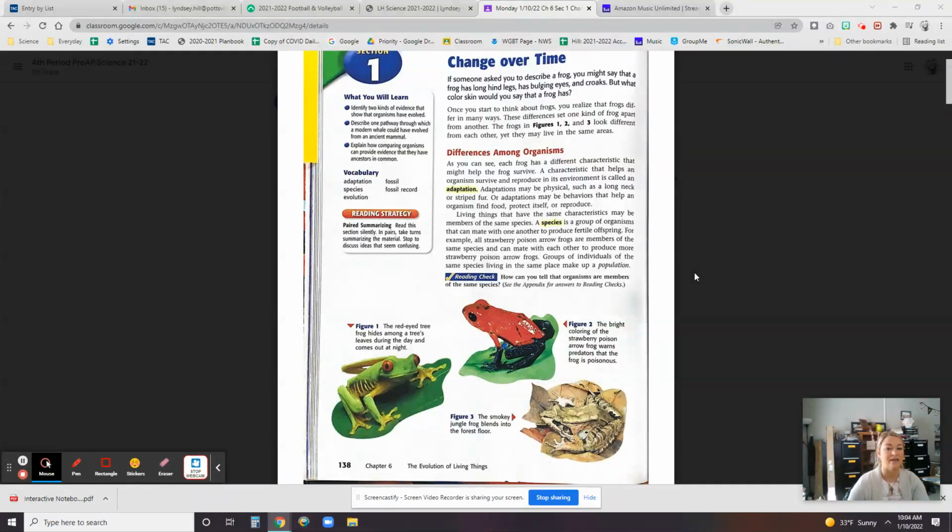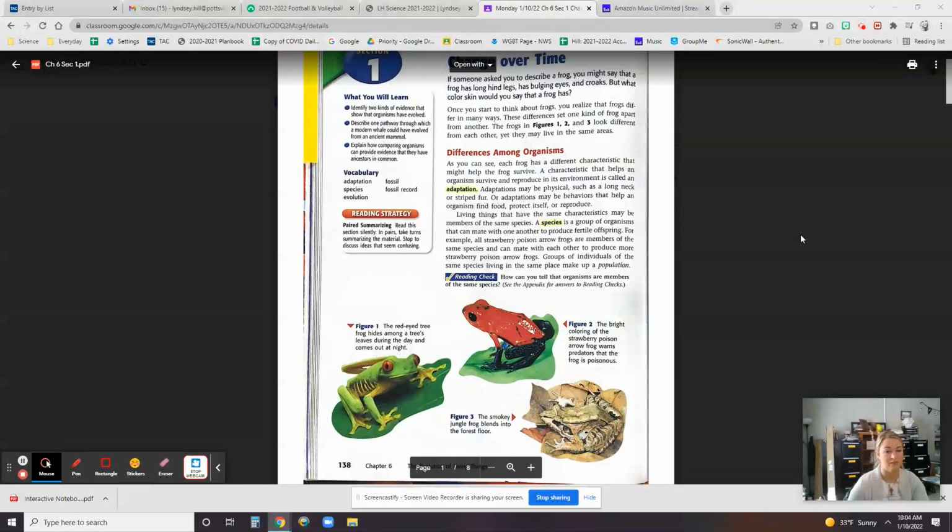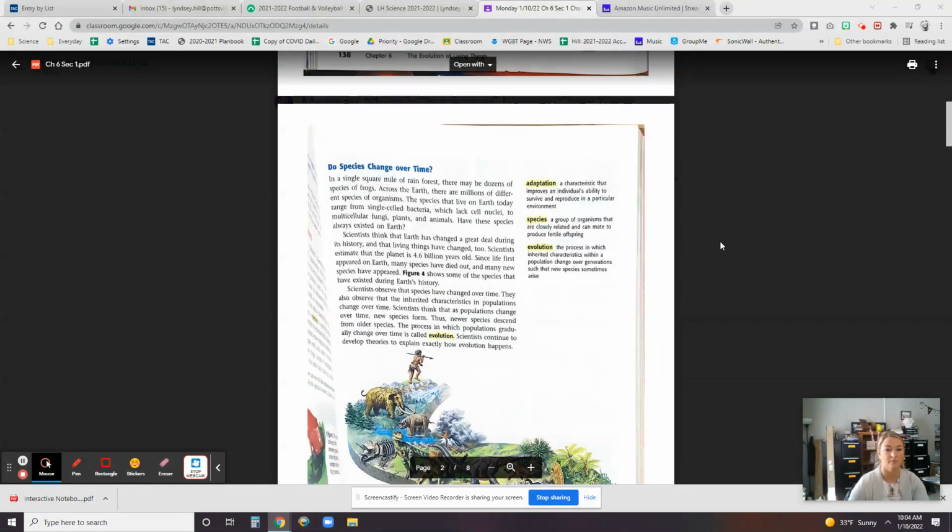Living things that have the same characteristics may be members of the same species. A species is a group of organisms that can mate with one another to produce fertile offspring. For example, all strawberry poison arrow frogs are members of the same species and can mate with each other to produce more strawberry poison arrow frogs. Groups of individuals of the same species living in the same place make up a population, which we've talked about before. Do species change over time?